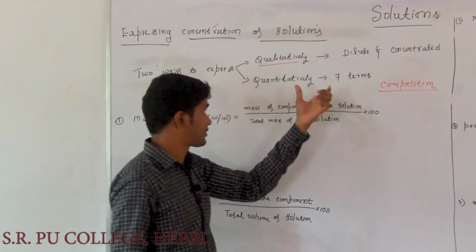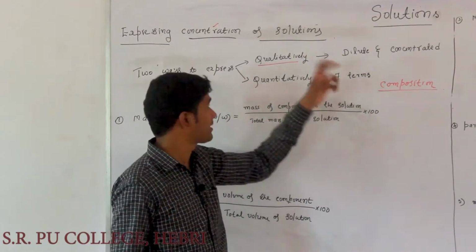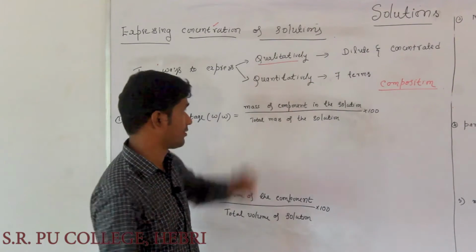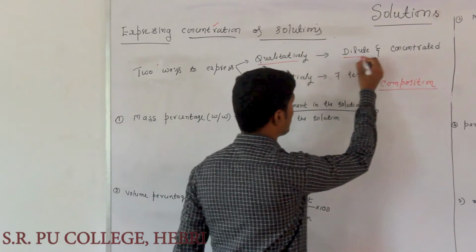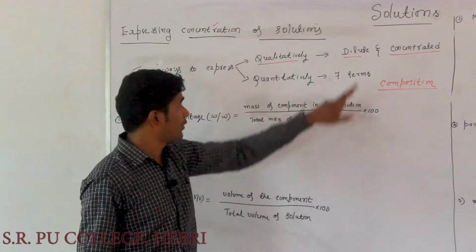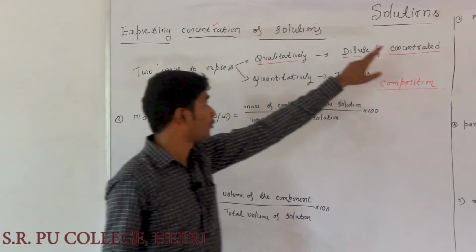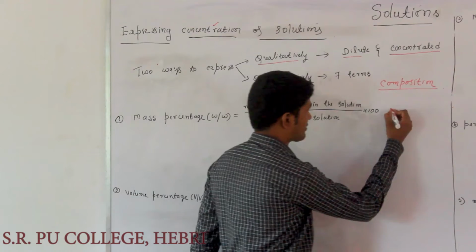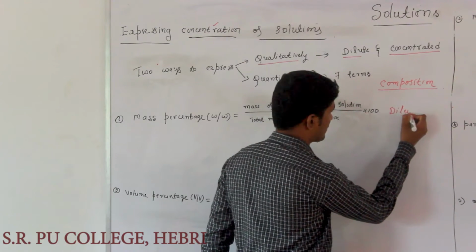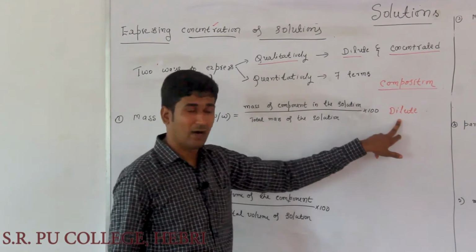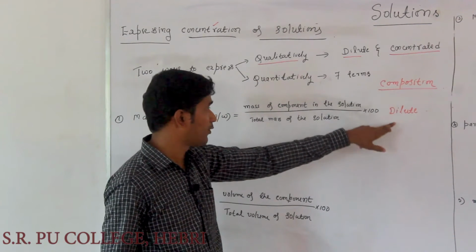There are two qualitative terms to express the concentration of solutions. One is dilute and the second one is concentrated solutions. So what do you mean by dilute solution and what do you mean by concentrated solution? Dilute solution means in this type of solutions, the quantity of solute is less. They have relatively lower amount of solute.